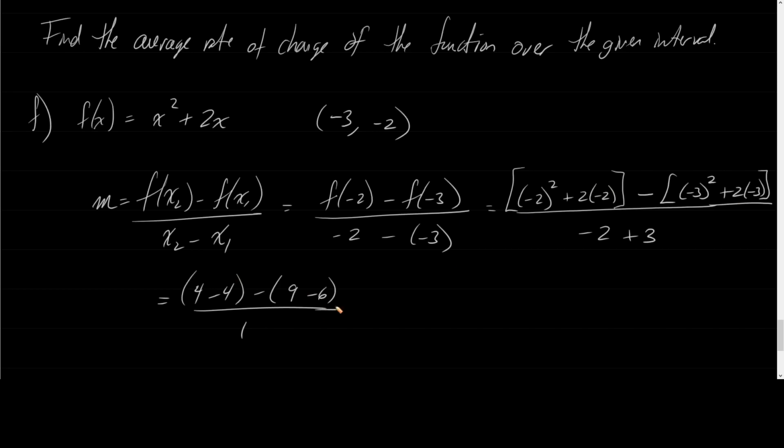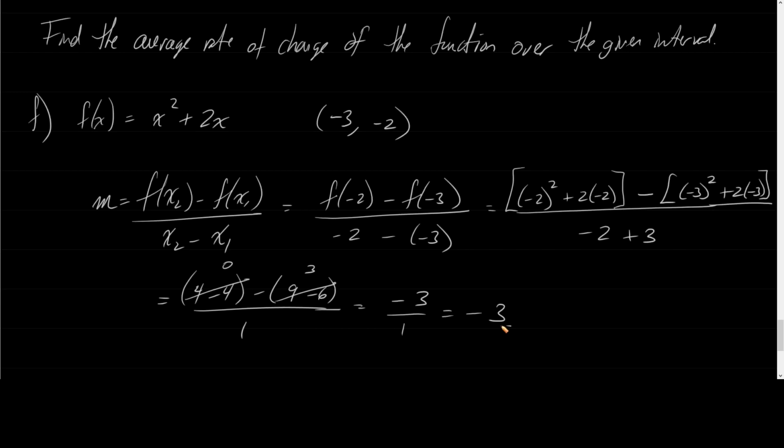All right. And at that point, what do we have? Well, we have 4 minus 4, that's 0, right? This is 0. And then minus 6, 9 minus 6, that's just 3. So we have 0 minus 3. 0 minus 3 is just negative 3. And since we have that over 1, our final answer there is just negative 3. All right.